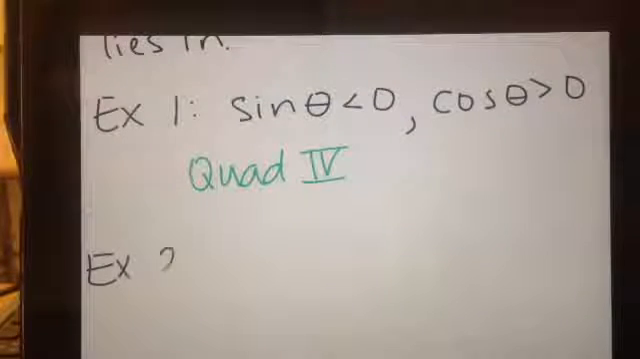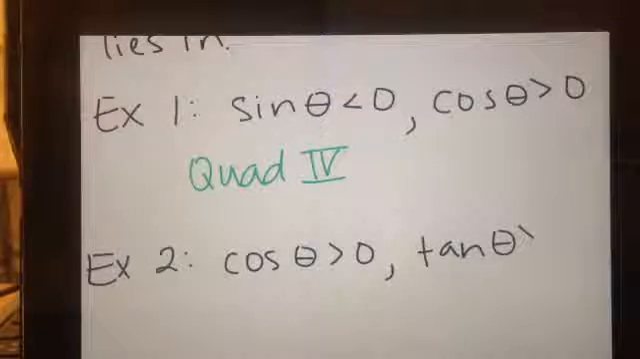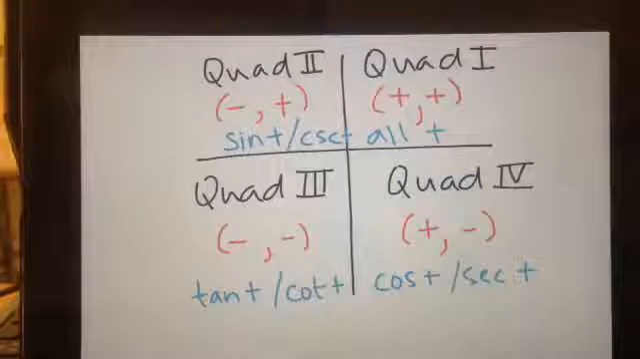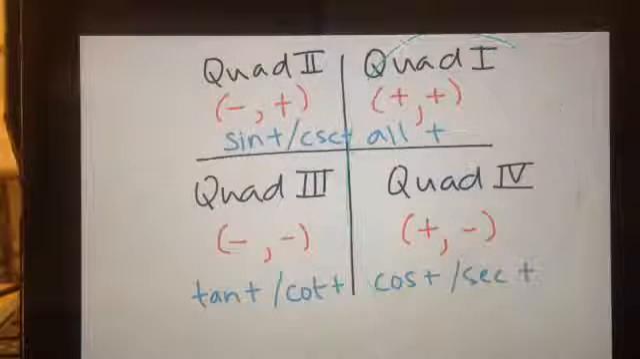Example 2. Let's say that we have cos theta is greater than 0 and tan theta is greater than 0. Here we're saying that cos is positive and tan is positive. So again, the only two places where cos is positive is quadrant 1 and quadrant 4. The only place where all of them are positive is quadrant 1. So this must be a quadrant 1 angle that we're talking about.